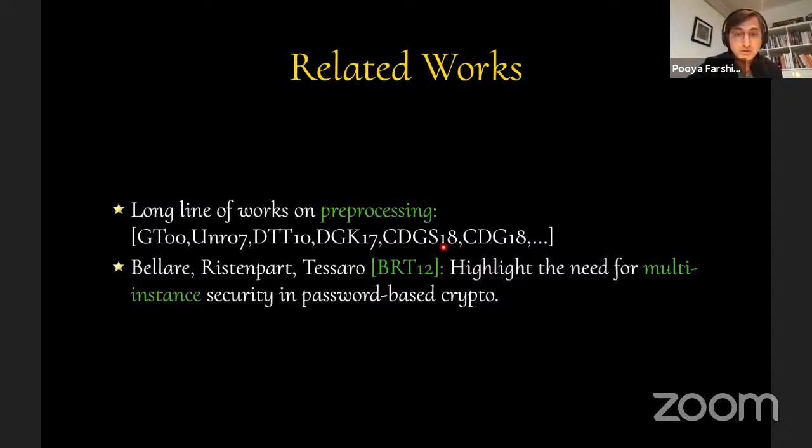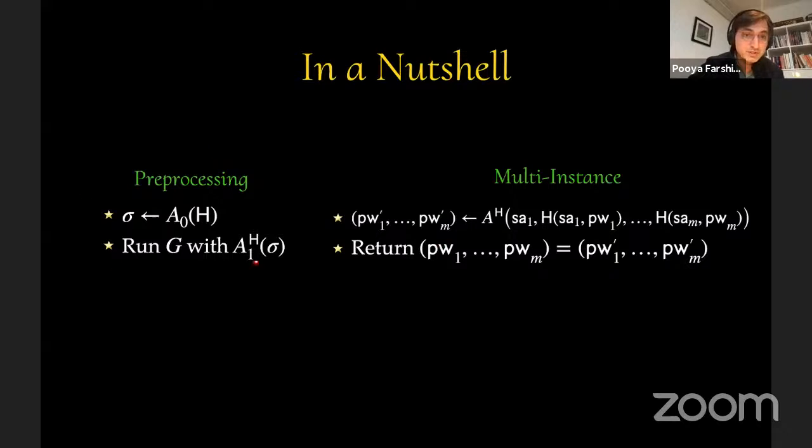Just a little bit more detail on this. The pre-processing setting looks something like this. You have an adversary A0, the pre-processing adversary, which gets the random oracle H and outputs some auxiliary info sigma. And then in the online setting, the adversary gets sigma and interacts with your game G. So that's the pre-processing setting. You can upgrade any game to this setting.